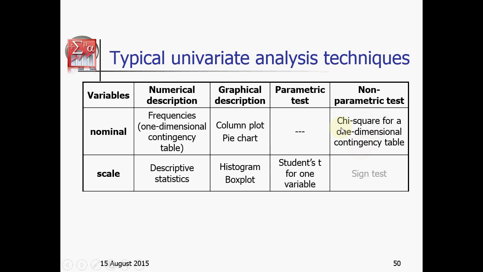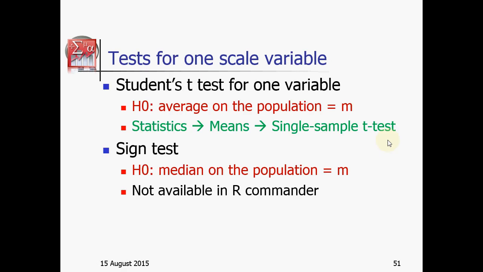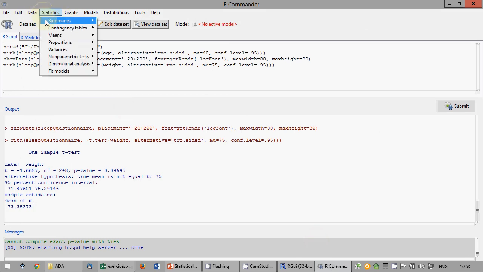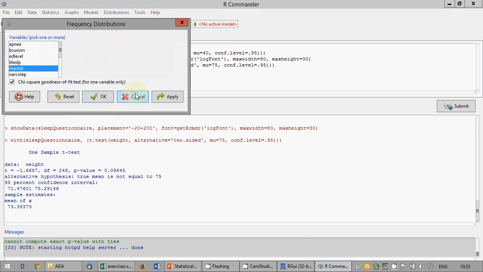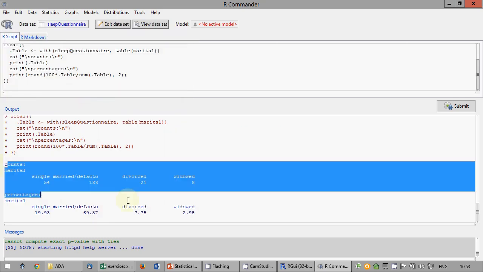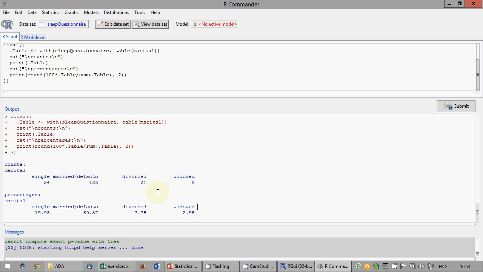For nominal variables, we have the very famous chi-square test for a one-dimensional contingency table. So how does it work? Do you remember, one-dimensional contingency tables are basically the frequencies? So let's see them. For example, the frequency distribution of marital status. This thing here, something we saw when we were taking an overview of univariate variables. So you have your nominal variable, which is split into 20% here, 70% here, 7% here, 2% here.